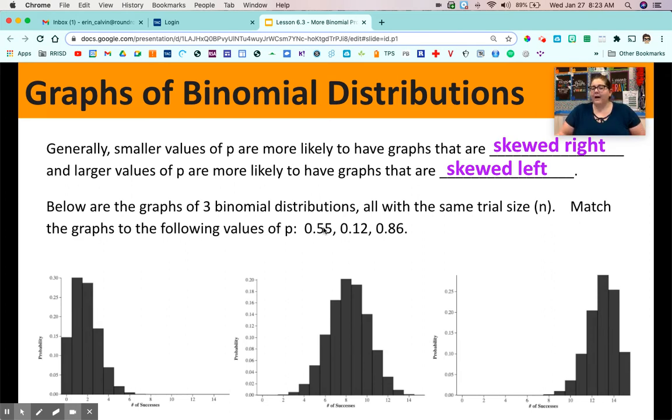So we have 0.55, 0.12, and 0.86. Starting with 0.55, it's a little bit higher than 0.5, right? So it's a little bit on the higher end, but not by much. So this should be a graph that looks pretty close to symmetric. Maybe not perfect, maybe a little bit skewed one way or the other, but it should be very, very close to symmetric. So I'm thinking that one's going to go to that middle graph.